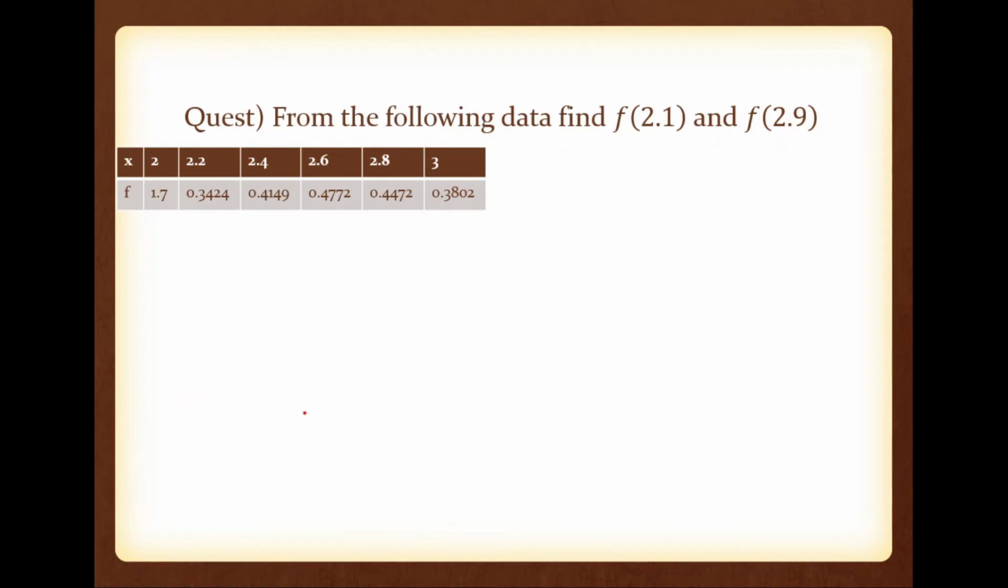So the question is, from the following data, find f of 2.1 and f of 2.9. And the data is: x is 1.7, 2.2, 2.4, 2.6, 2.8, 3 and f is 0.3424, 0.4149, 0.4772, 0.4472, 0.3802. So these are the data.